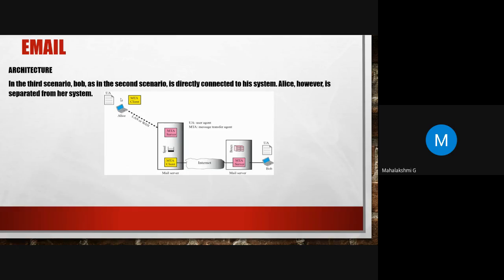Whenever Alice has a message to send, she calls the user agent, which in turn calls the MTA client. The MTA client establishes the connection with the MTA server on the system.